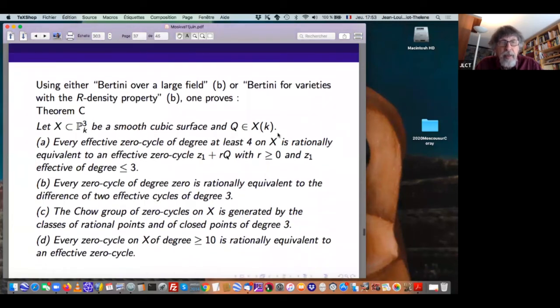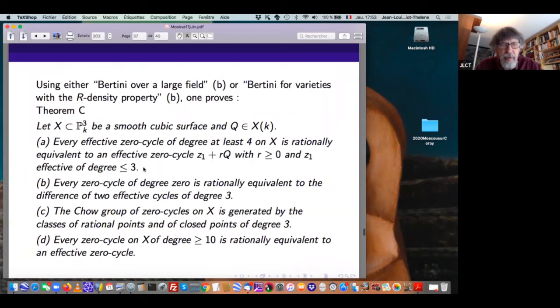Now, the first statement A is that if I take any effective zero cycle of degree at least 4 on X, it is rationally equivalent to an effective cycle of the shape Z1 plus rQ, where r is positive and Z1 is effective of degree at most 3. So I can subtract copies of Q and remain positive at least until I hit something of degree 3.